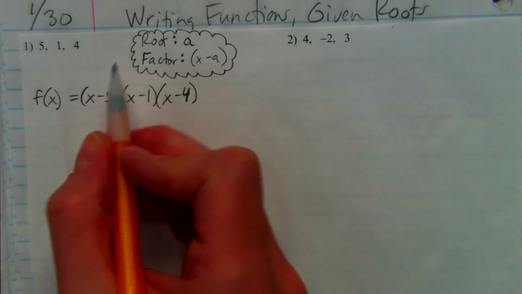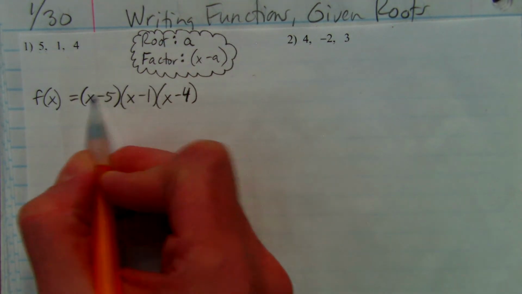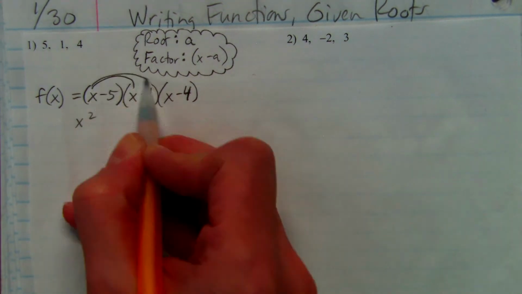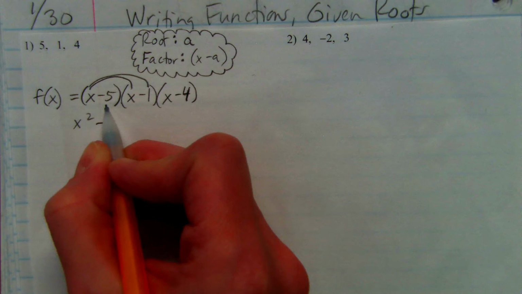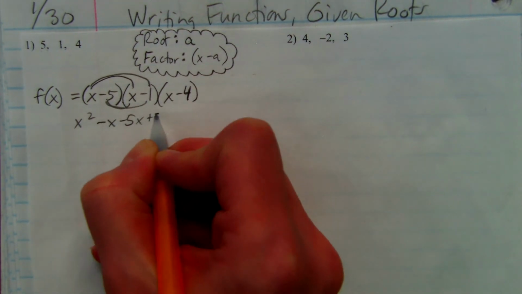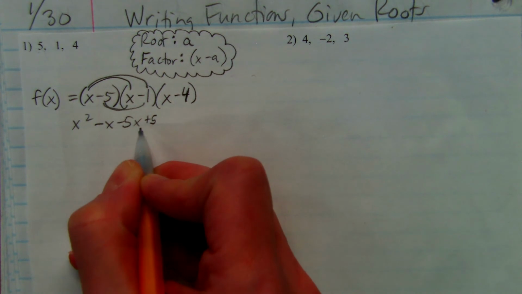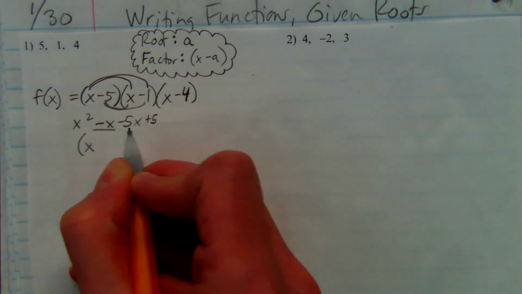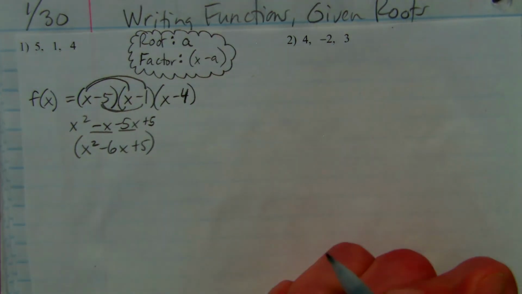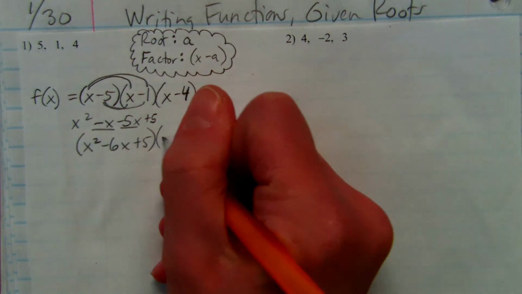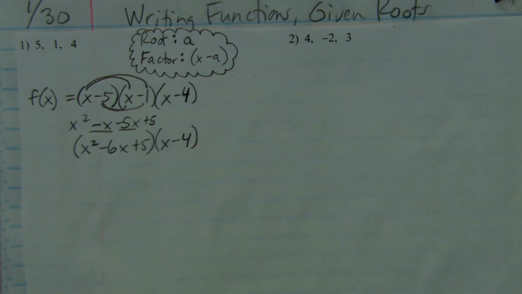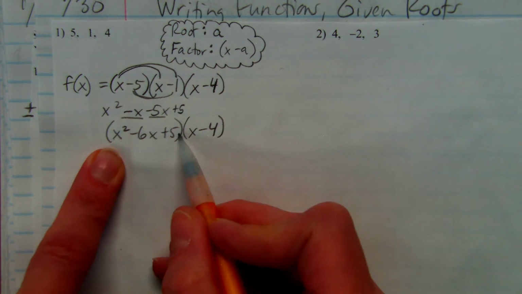So we're going to start by using the FOIL method to multiply these first 2 groups together. So x times x is x squared. X times negative 1 is minus x. Negative 5 times x is negative 5x. Negative 5 times negative 1 is plus 5. And I'm just going to rewrite that out, combining these like terms. So x squared minus 6x plus 5. And I'm going to put some parentheses on that. Then I still have x minus 4.